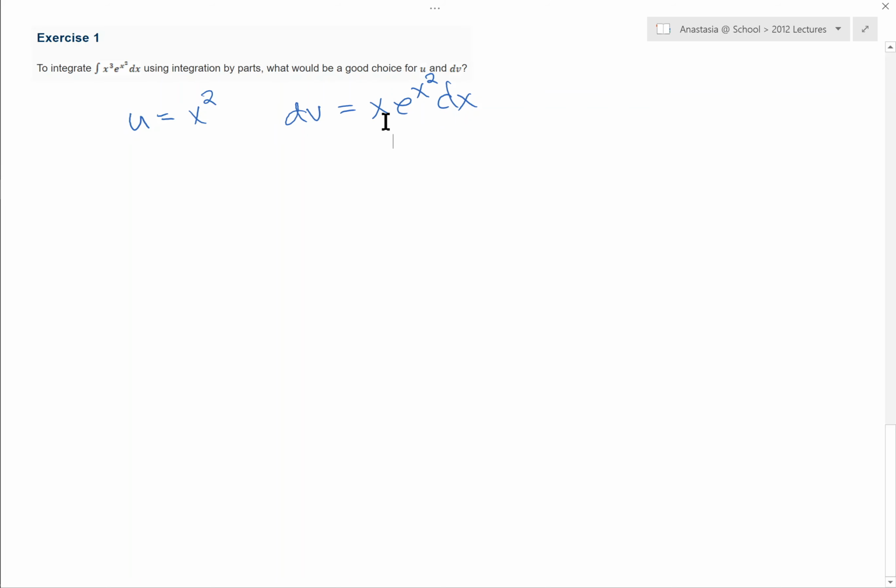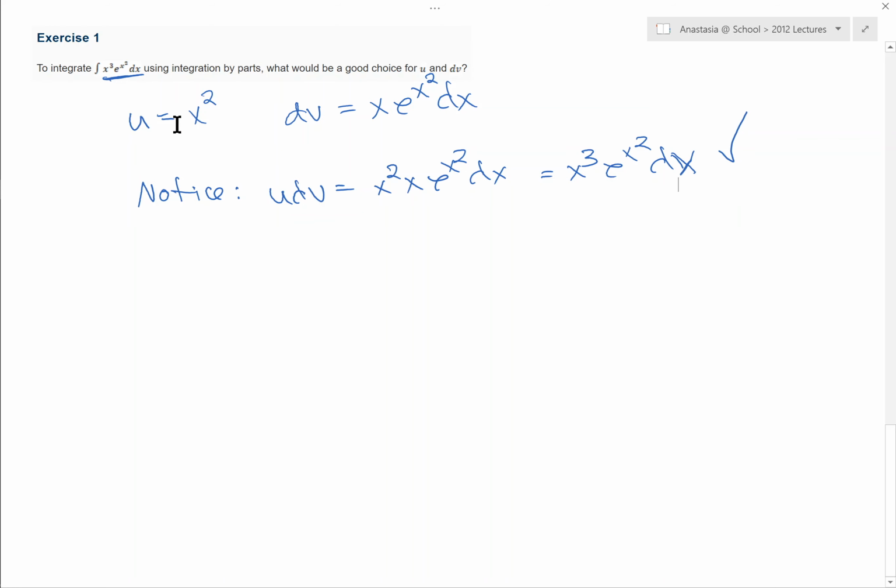But if we include 1x in here, then the first thing to notice is that u times dv is equal to x squared times x e to the x squared dx, which is the same thing as x cubed e to the x squared dx, which is our entire integrand. So that is something to check off first, that u times dv does take care of the entire integrand here, this entire function that is in our integral. Now we need to make sure that dv is integrable, and of course u is differentiable, but we can differentiate anything, so that part's not hard.